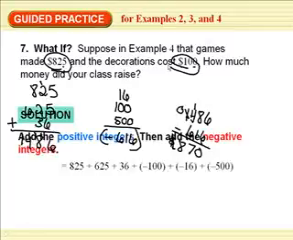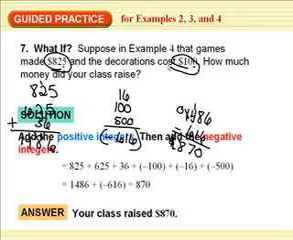And that's what they did. See, they added the 825, the 625, and the 36 just like I did. And then the 100, the 16, and the 500. And we came up with $870. So our class raised $870.